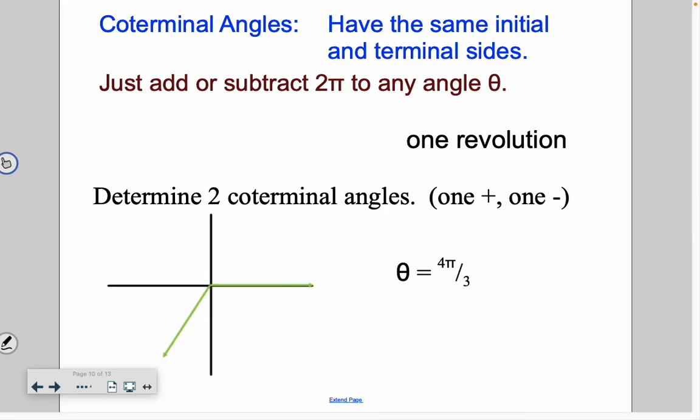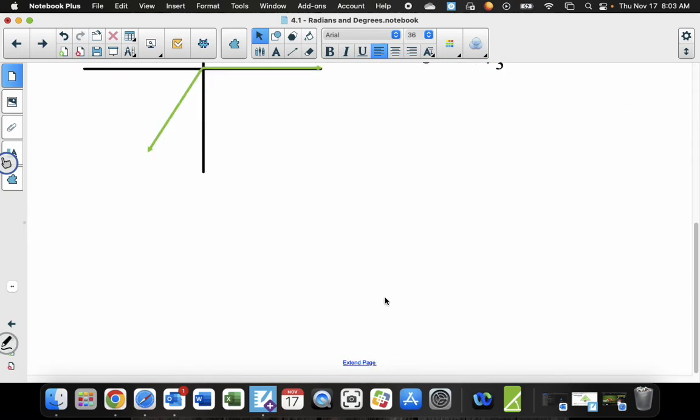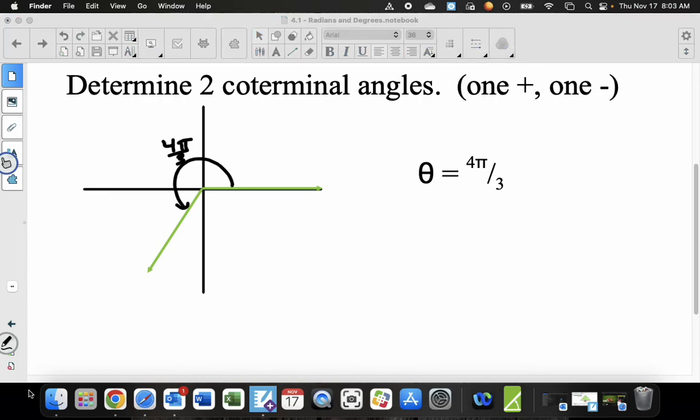That's the idea behind it. All right, so here's the example. If we're going to determine 2 different coterminal angles, theta, I'm giving you, is 4 pi over 3. That means this right here is 4 pi over 3 radians. We could convert that to degrees, but I'm going to leave it for now. Let's find the positive one. So here's what I'm getting at. Couldn't I just go 4 pi over 3 and then add 2 pi and still end up in the same spot? We add 2 pi, I'll just go around another time.